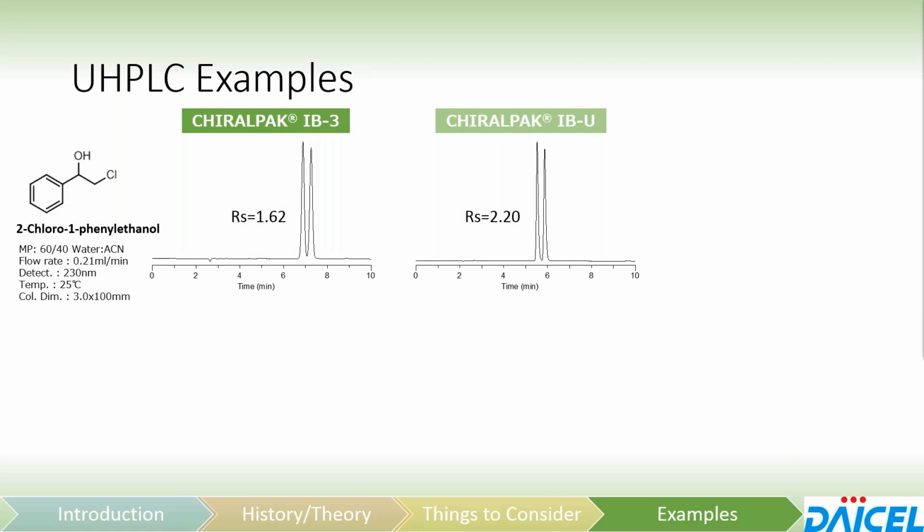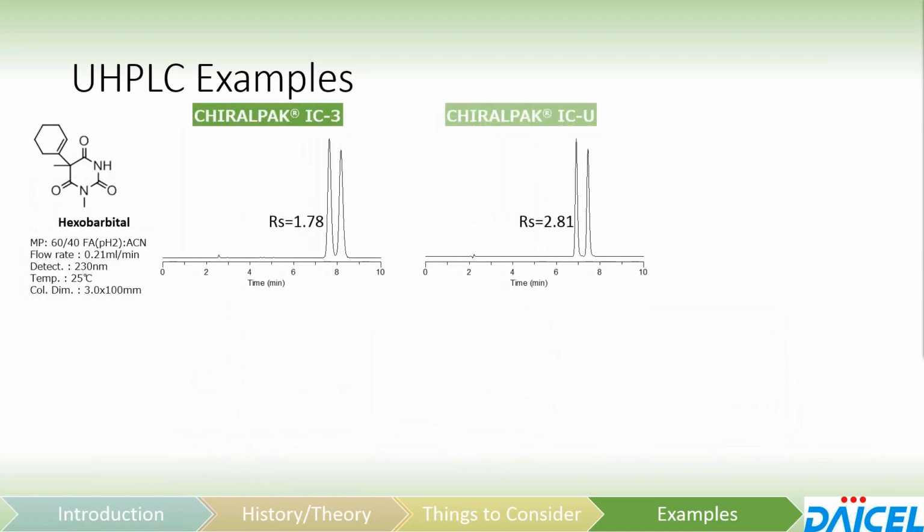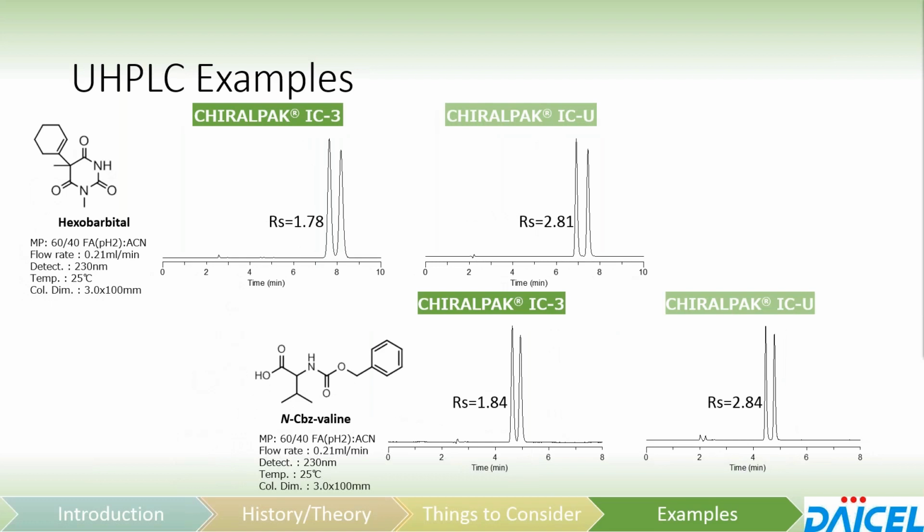2-chloro-1-phenylethanol on IB3 to IBU. And hydroxime on IB3 to IBU. Again, another example where there was no resolution on 3 micron, but you get a nice resolution on sub 2. Hexabarbital on IC3 and ICU, and a CBZ protected valine on IC3 and ICU.